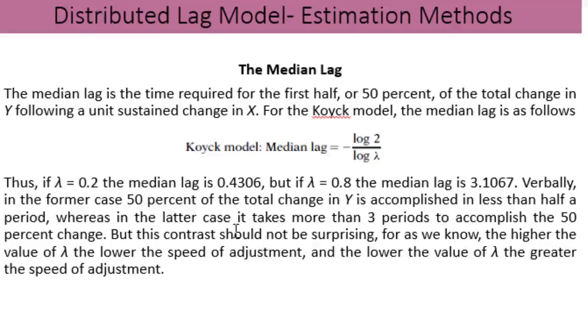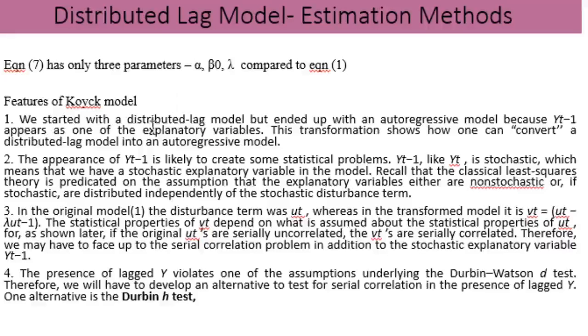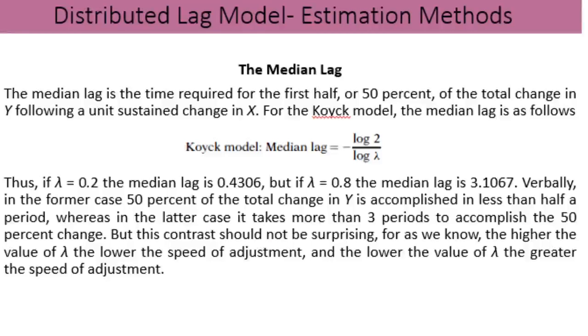Some other important features are given here. These are the most important features: we started with a distributed lag model whereas we ended with an autoregressive model. Then yt minus 1 is stochastic, and that problem arises. Then sometimes the properties of the error terms in the Koyck transformed model may also create some problem. In order to test for autocorrelation, we need to use another test, namely the Durbin h-test, as the Durbin-Watson d-test is not applicable, since lagged values of y exist in this model.